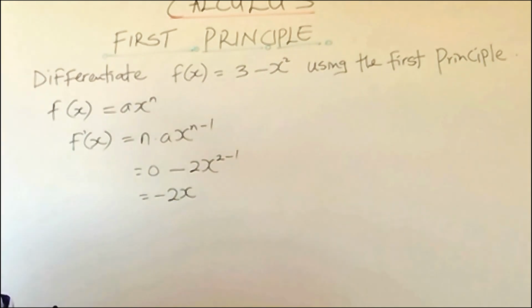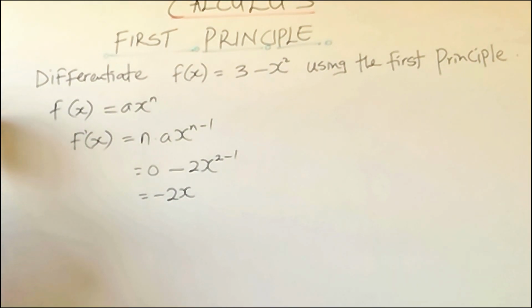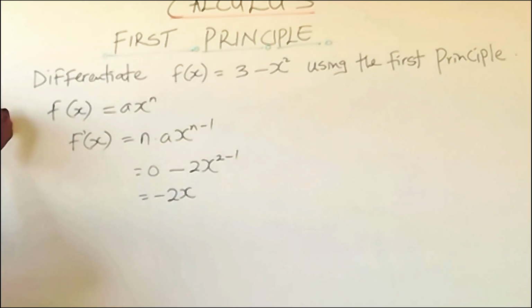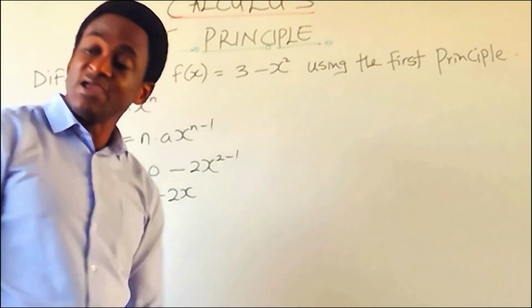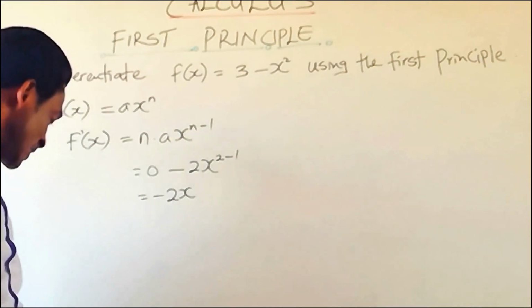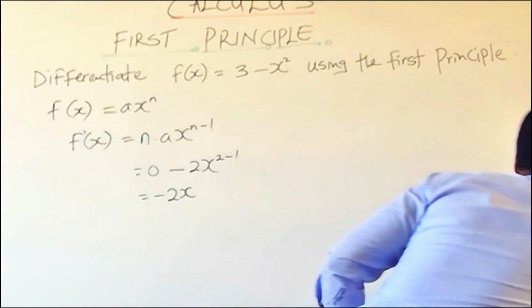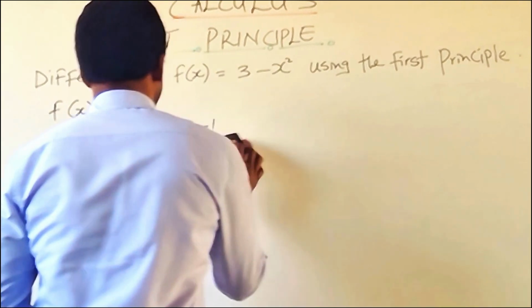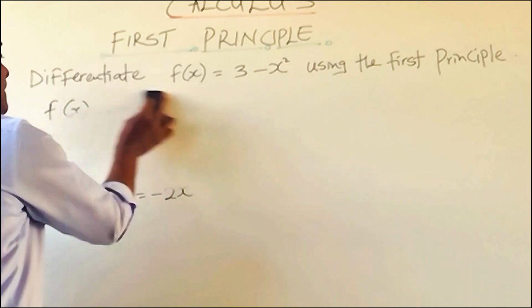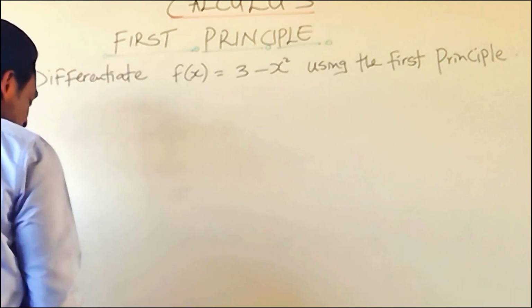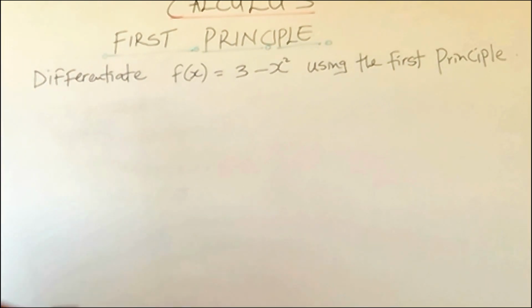So let's keep this by the side. I know I'm going to arrive at negative 2x as my final answer. That will be my final answer, negative 2x. So let's continue from there. Now, I know where I'm going to, so I can go on.